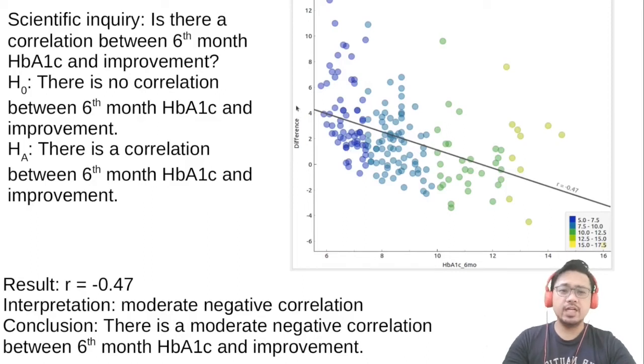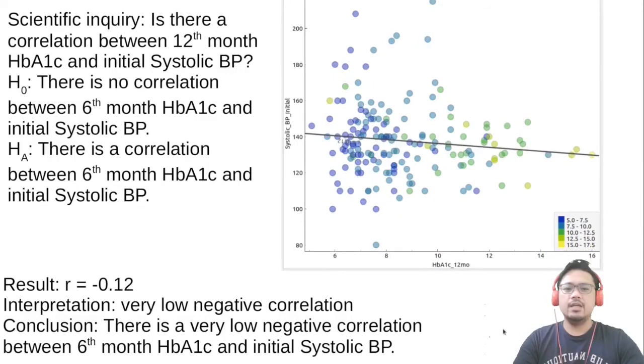We can still say that it is logical that they have correlation because they both measure the HbA1c level. You can see that the regression line is going down. The Pearson coefficient that we got is negative 0.47, which means that there is a moderate negative correlation between 12-month HbA1c level and initial systolic blood pressure. The regression line goes downward.